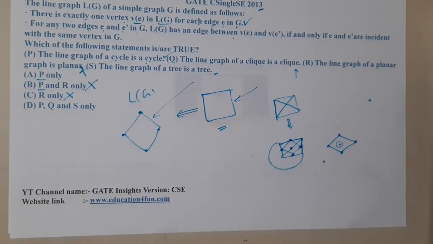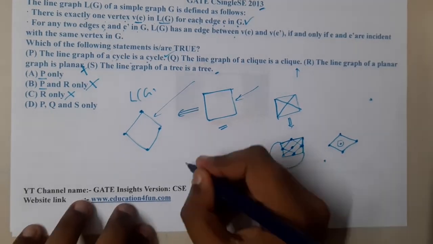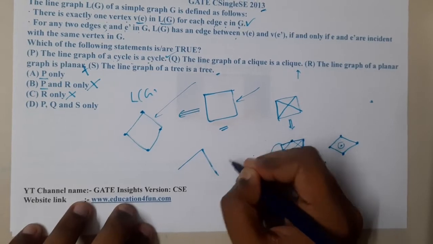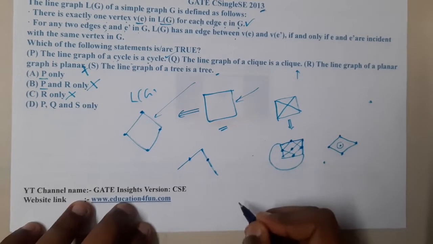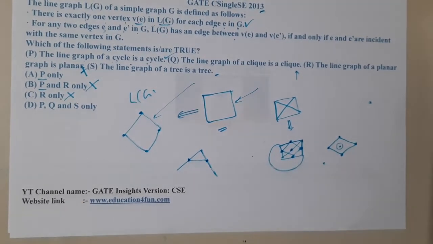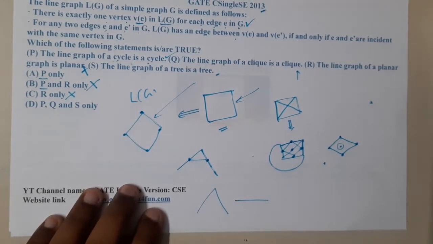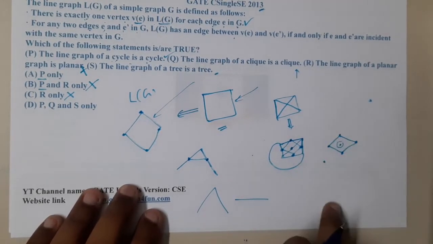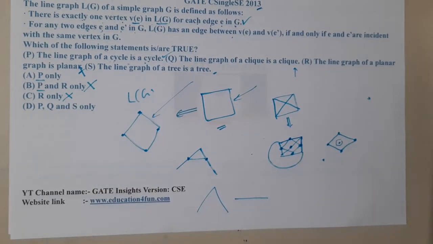Moving on, what else do we need to check? We need to check with respect to tree also. So what is a tree? This is a tree. If I take two nodes, these will be the nodes and these two will be connected. So is this a tree? We can say it is a tree. The way we can confirm that it is not a tree is only when we can convert it.